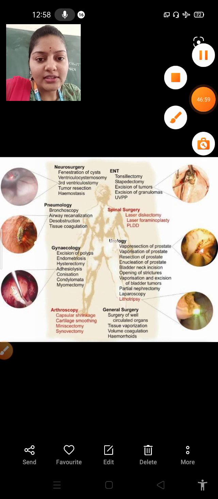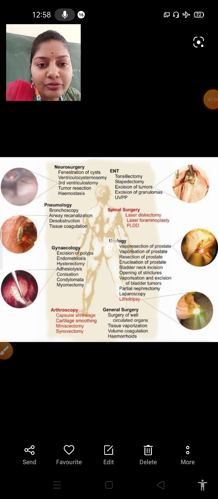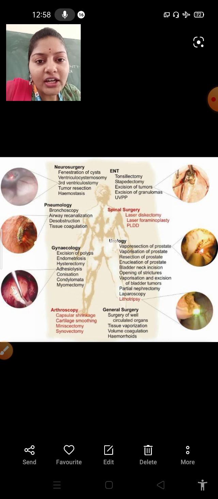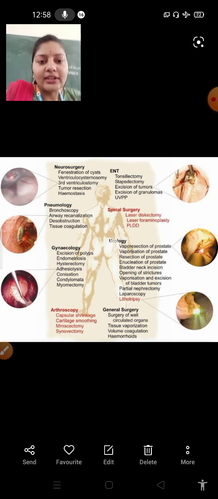And next, the treatment of ENT. The treatment of dental decay is also done by laser. These are all the applications regarding medicine. So this is about laser applications.